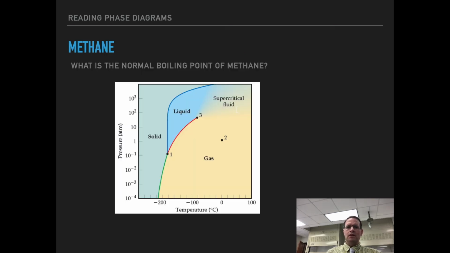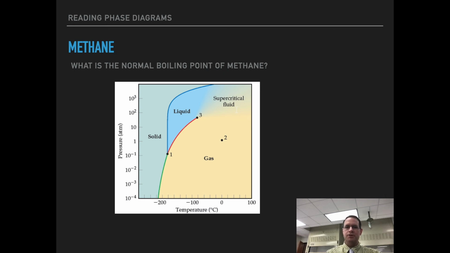All right, so methane, here's an example of a phase diagram. You can see the triple point is labeled number 1, the gas is labeled number 2, and the critical point is labeled number 3, and we have a few questions about this just to begin thinking about it. So what's the normal boiling point of methane? Here you want to look on the graph and find 1 atmosphere, and go all the way to the red curve and see where that intersects. If you bring your finger down, you can read it off the graph. It looks like maybe 160 degrees Celsius or so.